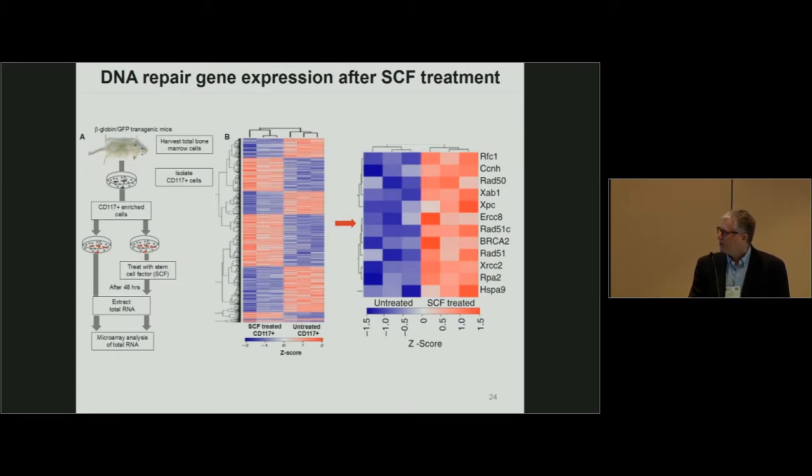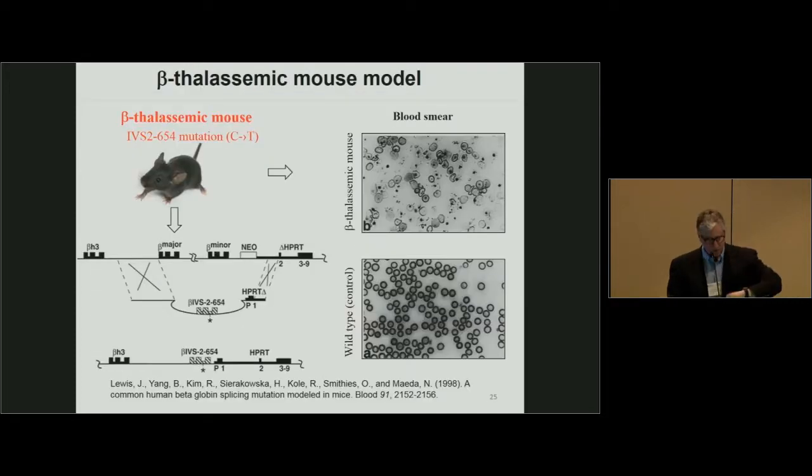Similarly, if you treat those cells with stem cell factor, you boost the expression of DNA repair even more. And that's shown here in the red. So now we took this to a mouse model of thalassemia, and we also obtained this from University of North Carolina, and this was originally made by the authors you see there, including Richard and Oliver Smithies.